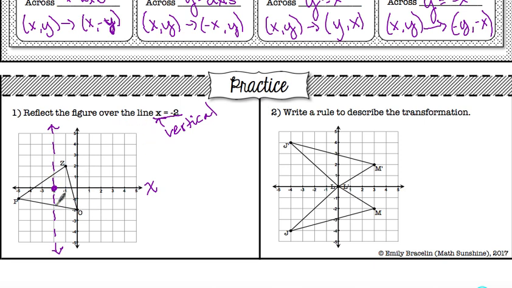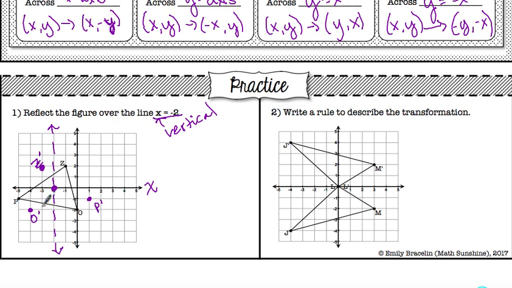So now I just need to count from each point to the purple line. Okay, start with O. 1, 2, and then count 2 on the other side. 1, 2, and put a dot. That is O prime. For P, I'm starting here and I'm going to count to the purple line 1, 2, 3. And on the other side, 1, 2, 3. And I'm going to put a point. Z, I'm going to count 1. And then on the other side, just 1. And label that Z prime.